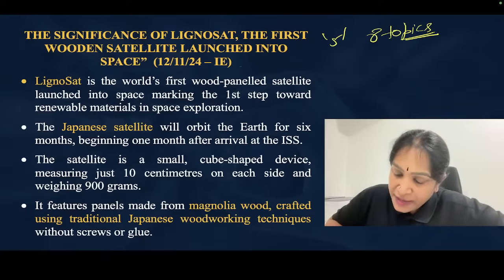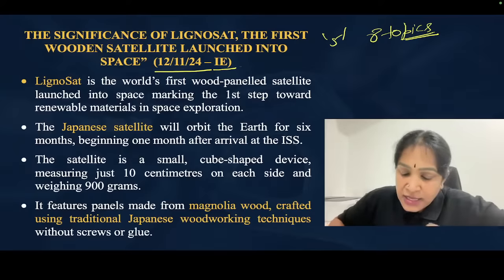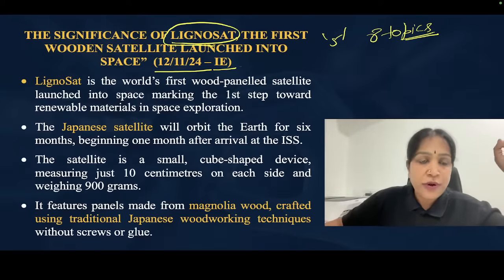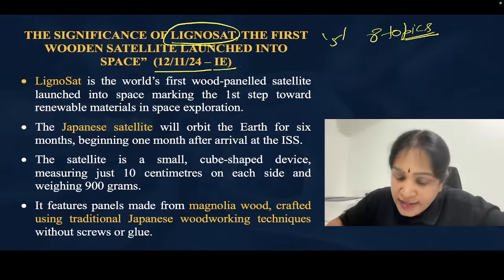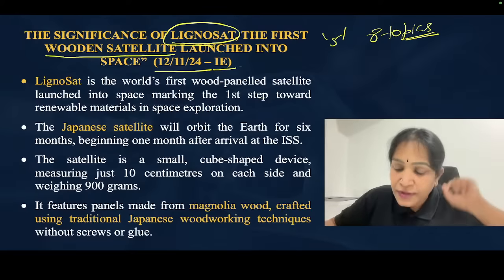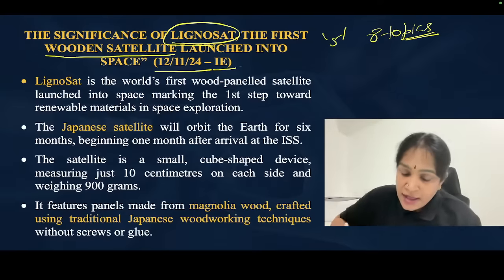The next one is a simple topic. It is from Indian Express, 12th November 2024. The significance of Lignosat. Note the name once. What is the name of the satellite? Lignosat. What is the speciality of this satellite? It is a wooden satellite, a wooden satellite launched into space.